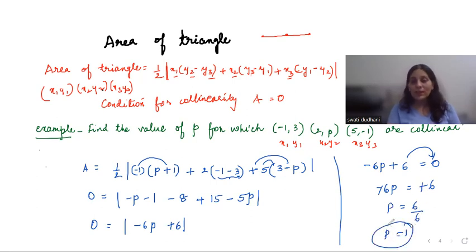So it becomes very easy when you are given that the points are collinear. You can directly use the area of triangle is equal to 0 concept and use the formula. You get the answer. Hope it's clear.